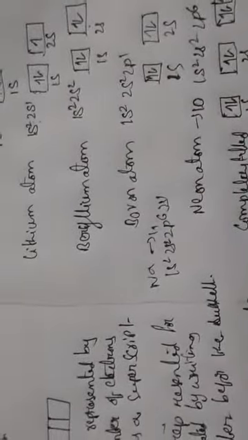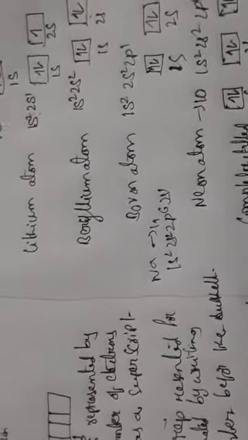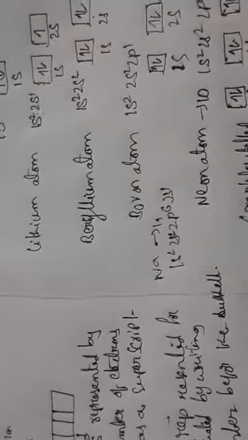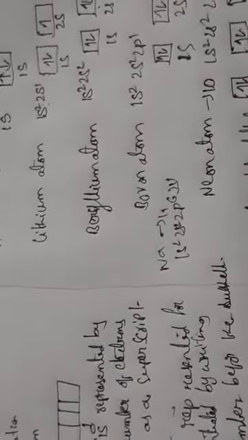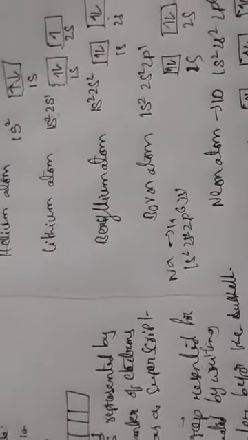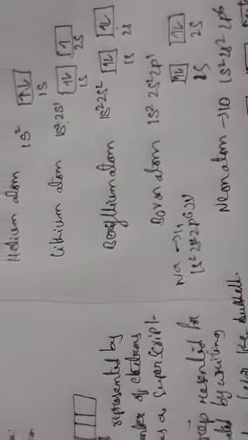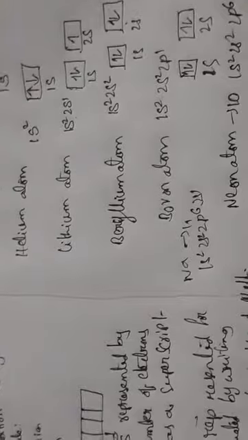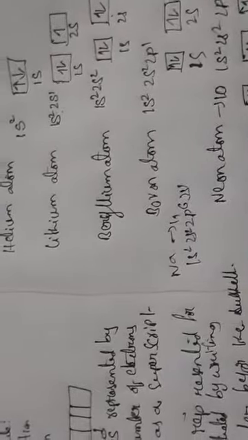Coming to d block elements, they have a new pattern. In the d block we have 10 elements, divided into 3 series, that is the 3d, 4d, and 5d series. Each series consists of 10 elements, for example scandium, titanium, vanadium. That will be the electronic configuration of these elements.